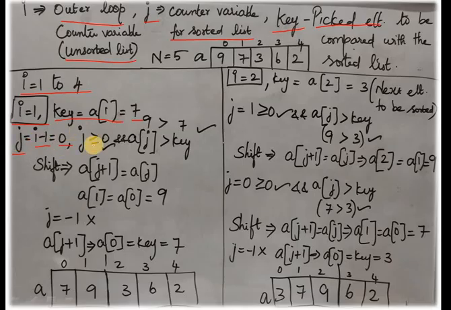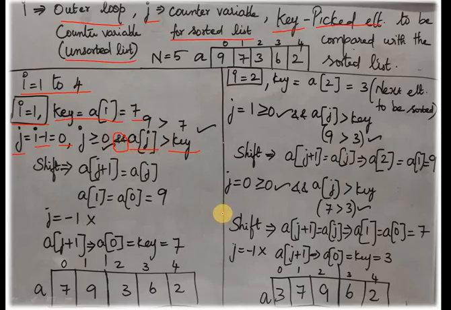We have to check the condition j greater than or equal to 0. The first item starts at index 0; before index 0 there is no element, so that's why we check this condition. Then the next condition is that the element is greater than the key element. What is the element in the sorted list? A of j is greater than key. A of j is 9, and 9 is greater than 7. You can see the AND operator.